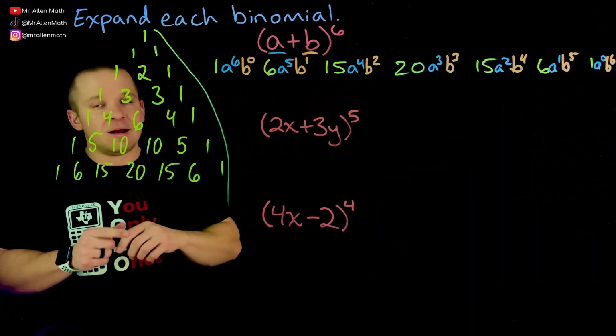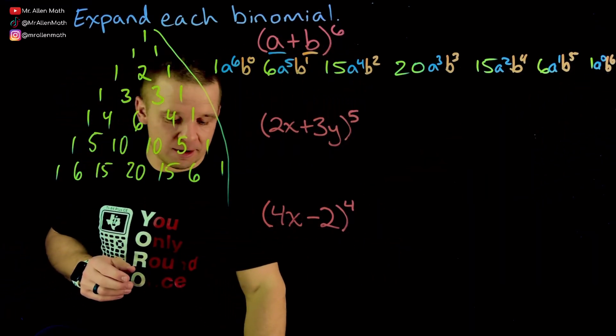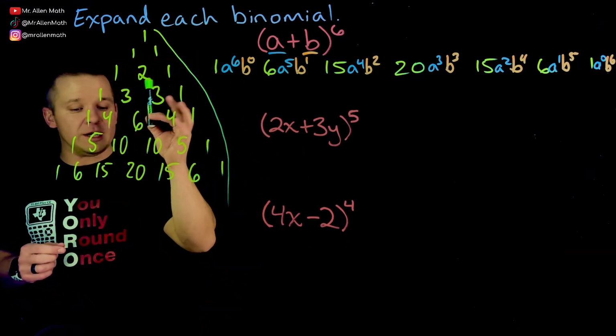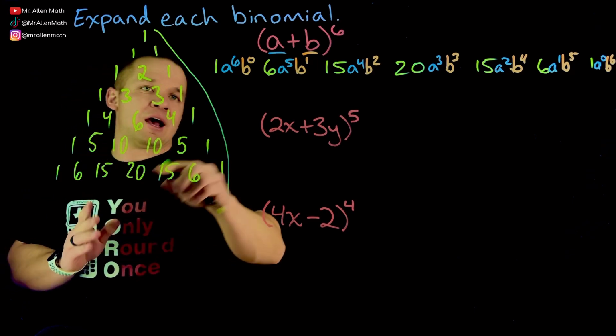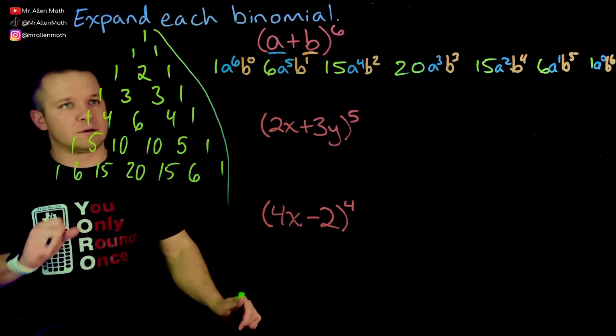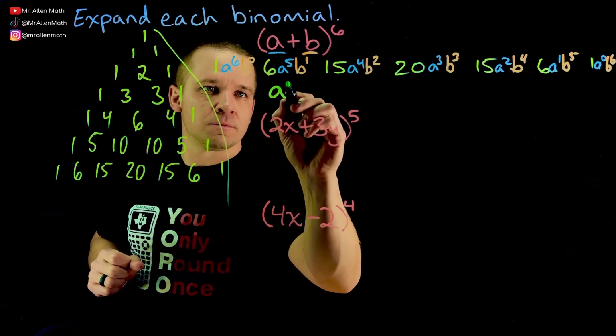All right. Now I'm just going to clean it up. Okay, that's all we got to do from here. So I will do that in a final color here. We'll go with green. Okay. So I'm going to have a to the 6th times 1 times, what's b to the 0? It's just 1, okay? So we have a to the 6th.